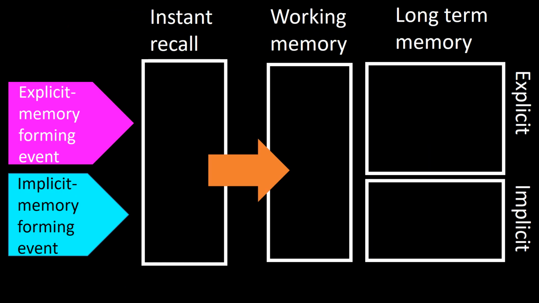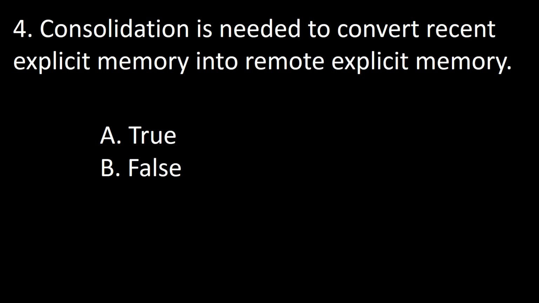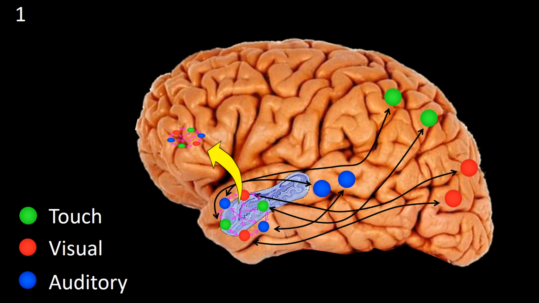As you can see in this frame, encoding, a function of hippocampal formation, as we have just heard, is represented by the green banner. Encoding transforms information previously presented in working memory into long-term recent explicit memory. So the answer to this question is true. Next question. Consolidation is needed to convert recent explicit memory into remote explicit memory. A true, B false.